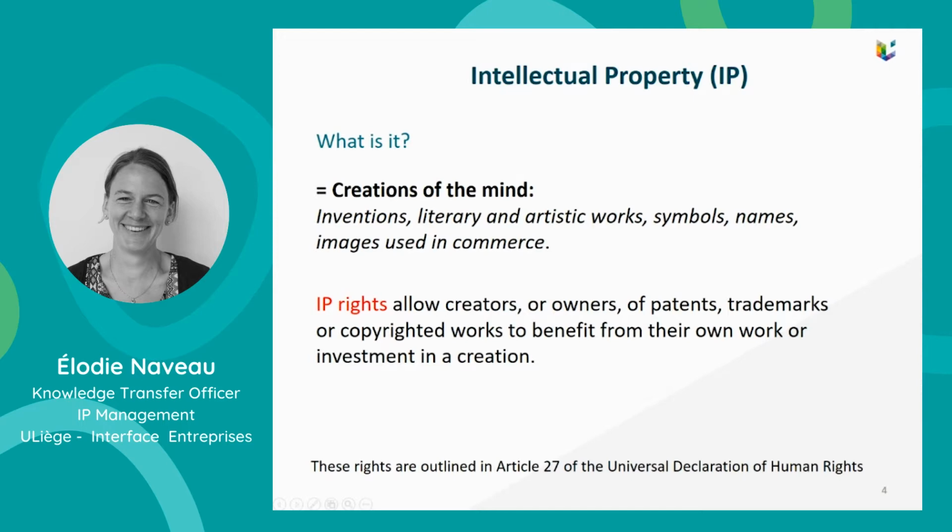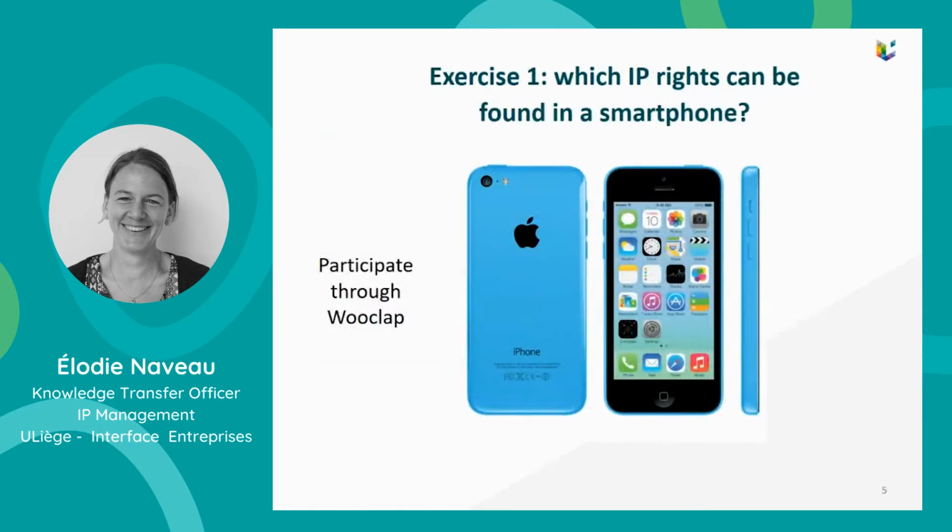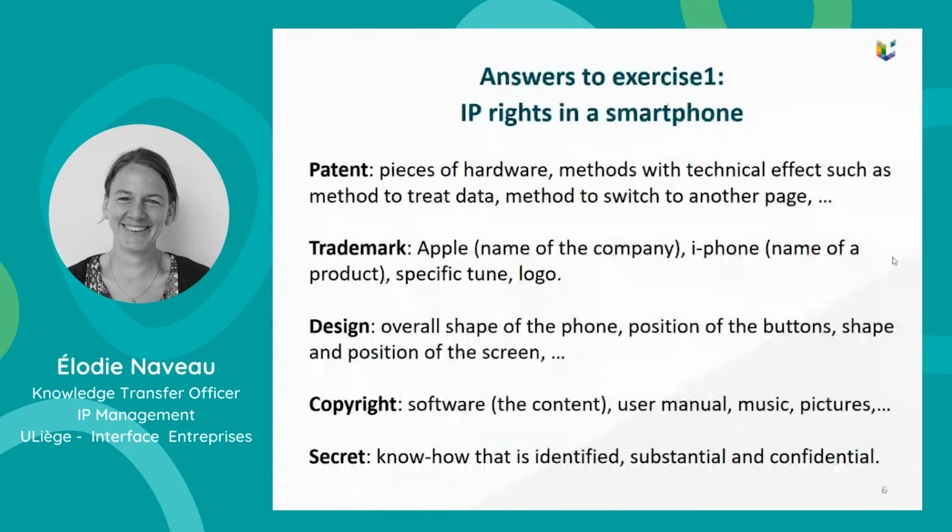So as a further introduction, I would like you to think about which IP rights can be found in a smartphone. So here you can see the answers to this exercise. The name of the IP right is here, the patent. The patent can protect the different pieces of hardware, can protect method with a technical effect, such as a method to treat the data. Another example typical from a smartphone is the way you switch from one page to another page. This can be patented.